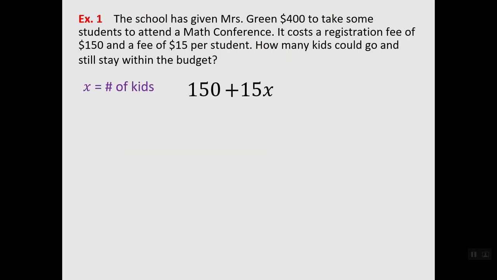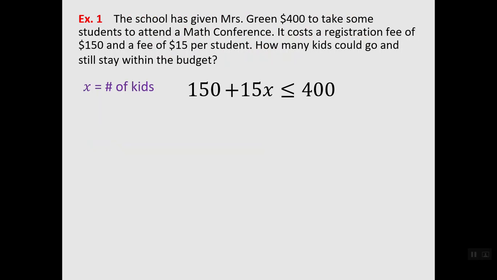We want that amount to come within our budget, which is $400 or less. So we say that computation, that expression, needs to come out less than or equal to 400. It's okay if it equals 400, we will have hit the full amount, and it's okay if it comes out less than that, because then we're staying within our budget.